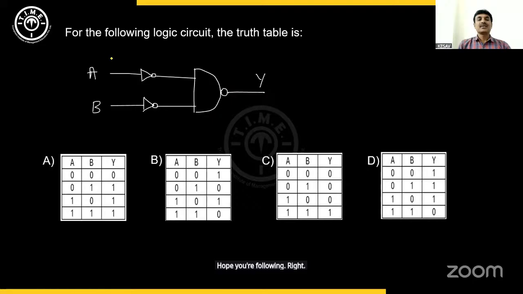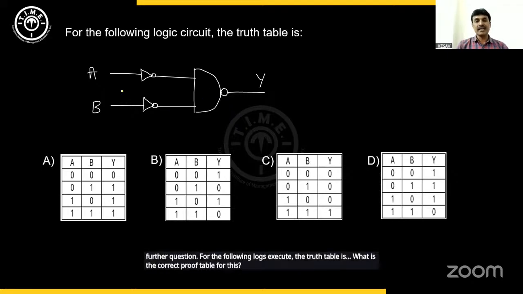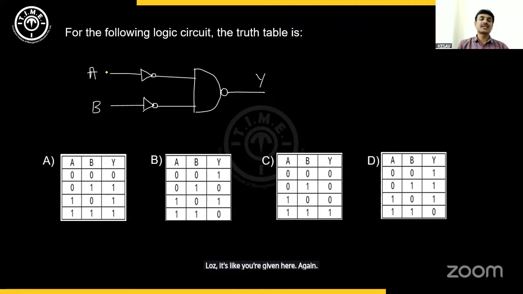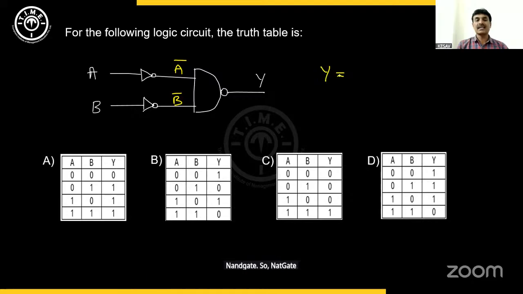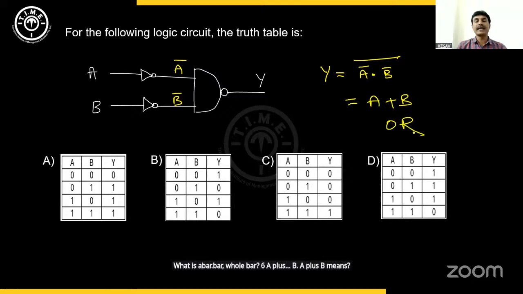Then the question: for the following logic circuit, what is the correct truth table? Again, two NOT gates are used. A is negated, so input here is A bar. B is negated, input is B bar. That is fed to NAND gate. So NAND gate, just now we have discussed. Y is A bar dot B bar, NAND. Complete negation. What is A bar dot B bar whole bar? It's A plus B. A plus B means OR gate.